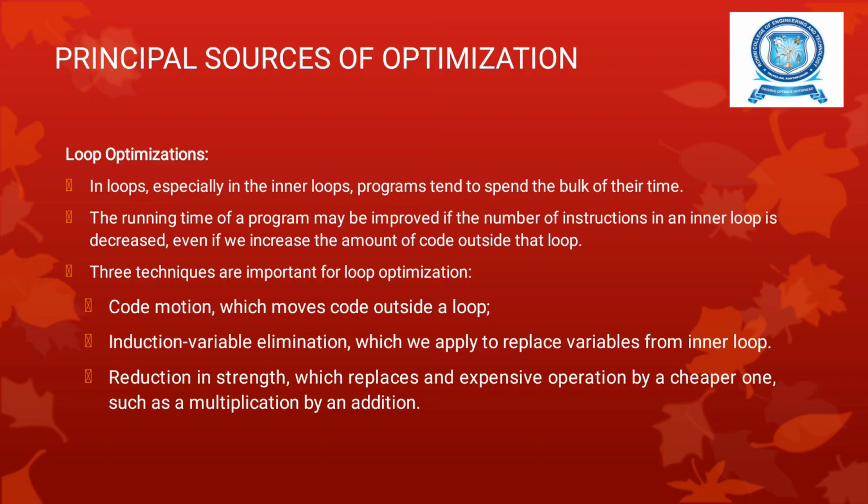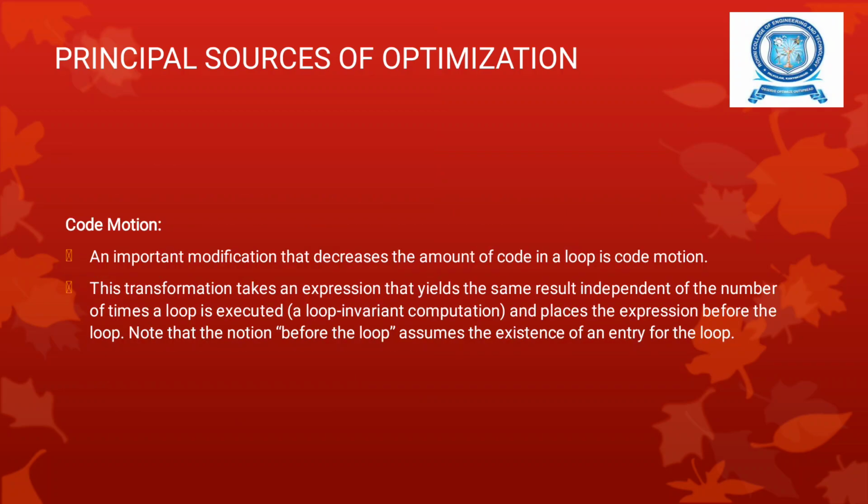In loop optimizations, the unwanted code is removed, so that code movement and motion can be efficient. The important modification that decreases the amount of code in a loop is code motion. The transformation takes expressions that yield the same result independent of the number of times the loop is executed.